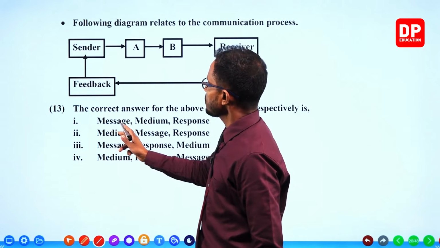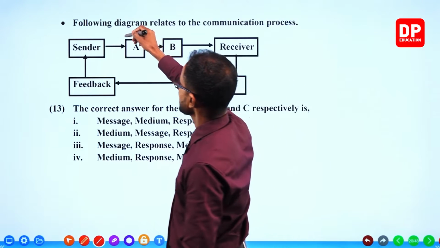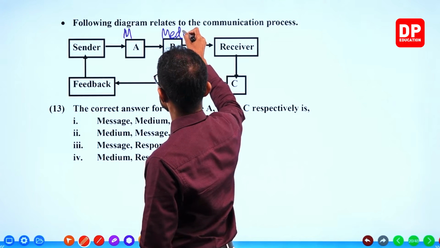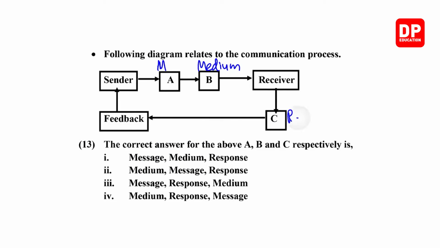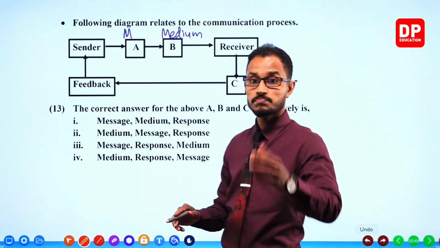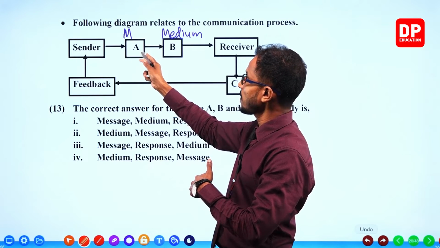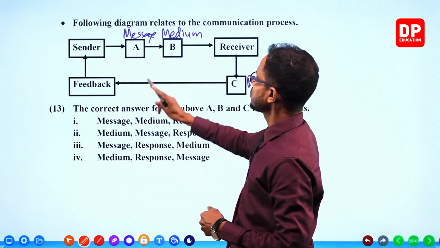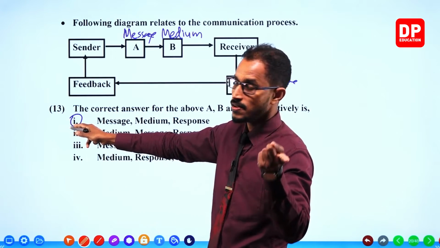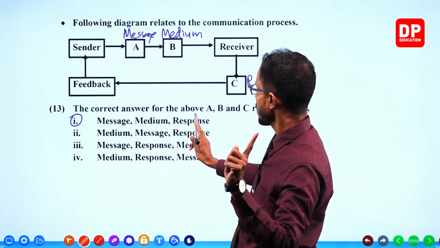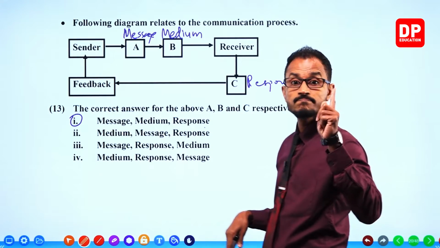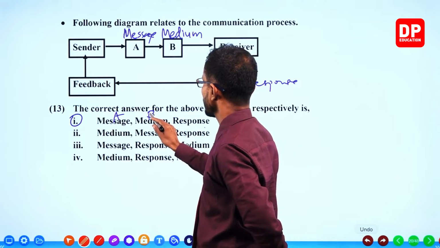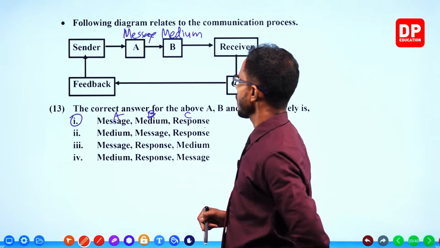Let's see. Message, medium. This can be the message. A can be the message. B can be the medium. Okay. C is the response. Yeah. Response. Right. These two should be message and the medium. So A is the answer, right? I mean, number 1 is the answer. Yeah. Response. Yeah, this is the answer. A, B, and this is C. Response.